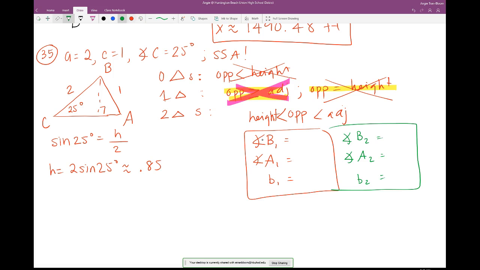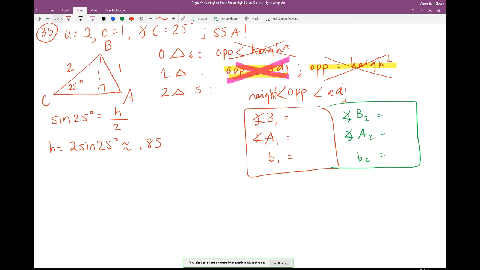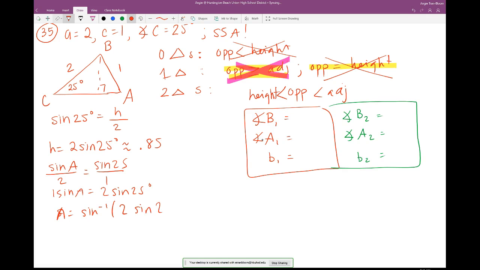So what do you have to find first? Big angle A or big angle B? It has to be A, right? Because A has a given. Okay, so here we go. Sine of big A over 2 equals sine of 25 over 1. So I cross multiply. 1 times sine of A equals 2 times sine of 25. Dividing by 1 is exactly the same, right? So I don't need to divide by 1. Would you guys agree with that? So sine of A is that, so A equals sine inverse of that. Punch it in, let me know when you get something.